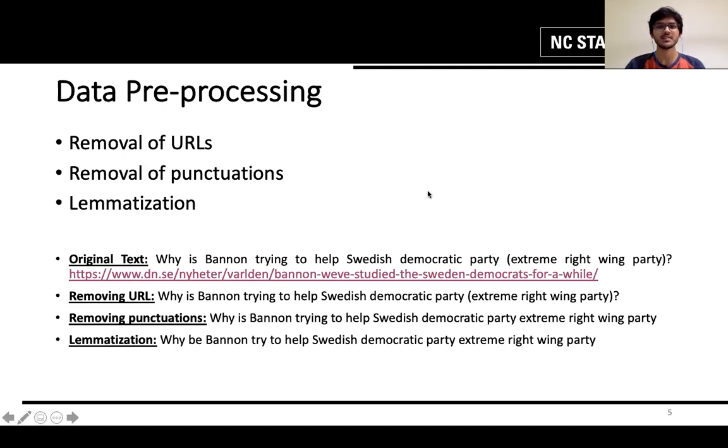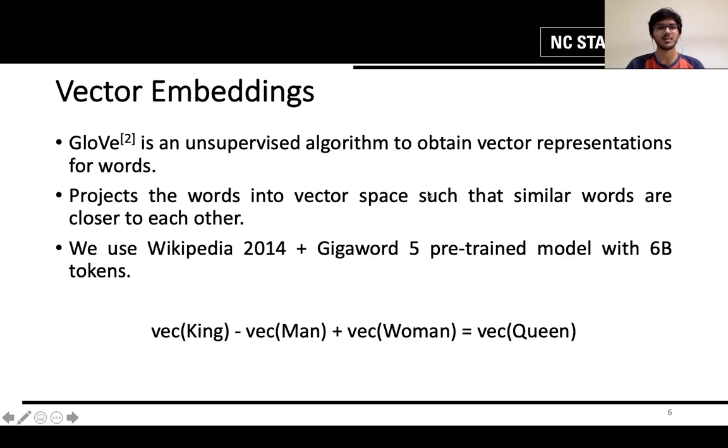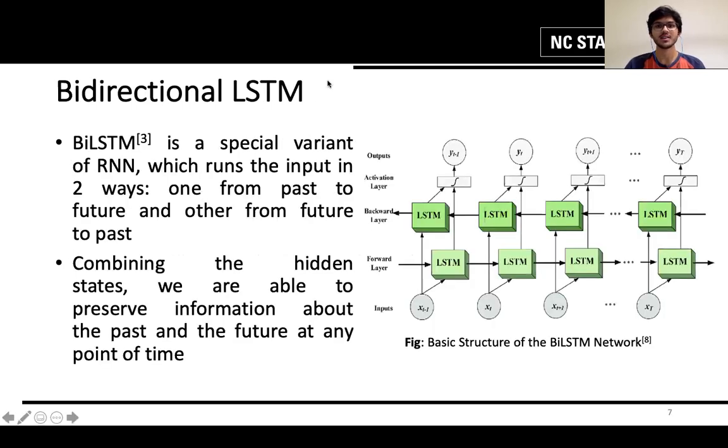The next part is the embeddings. So we use a GloVe embedding model, which is an unsupervised algorithm that obtains vectors from words based on a global word-to-word co-occurrence matrix. It projects the word into vector space such that similar words are closer to each other. As you can see, the vector of king minus man plus the vector of woman becomes the vector of queen. So GloVe is very good at handling such analogies. Due to resource constraints, we use a Wikipedia 2014 corpus with 6 billion tokens, and the words are represented in a 100-dimensional vector.